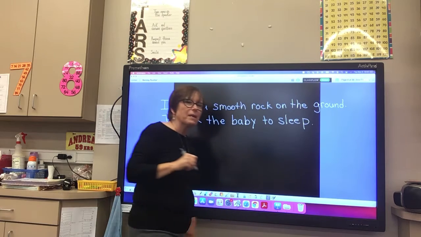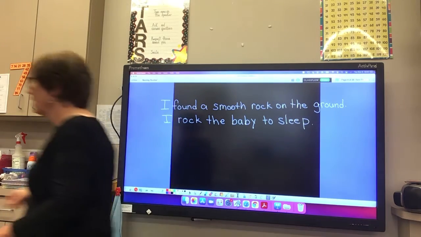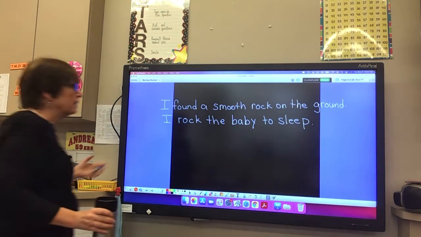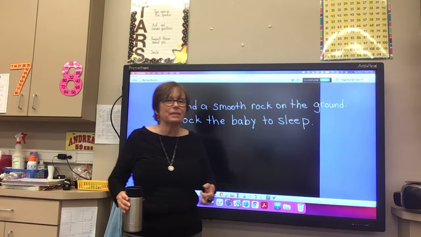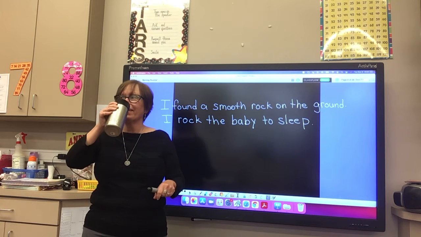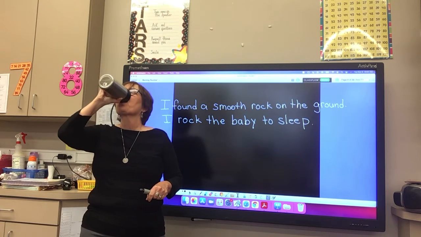Okay, rock the baby to sleep. That's it. Sometimes we do like to use the definition, right? That's one of the ways that we look for context clues. But we won't use the context clue in it this time, okay? That was good. I like that.